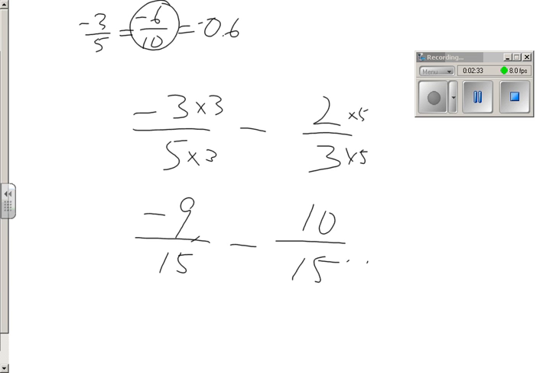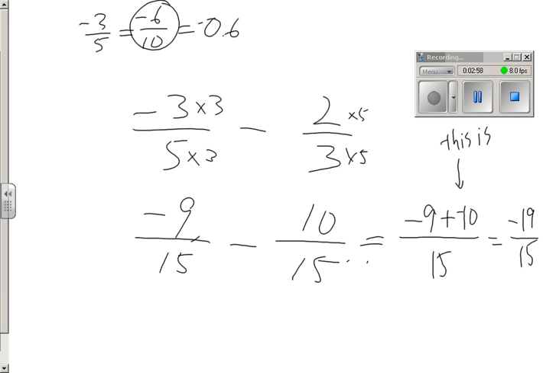Now this is the step I want everyone to use. The rule is subtract the tops and keep the denominator the same. So I want to see this step. This is important, because it allows you to see what the answer is going to be. So I change it to addition, use the opposite. So subtracting a positive 10 is like adding a negative 10. So negative 9 plus negative 10 is negative 19 over 15, which is okay for an answer.